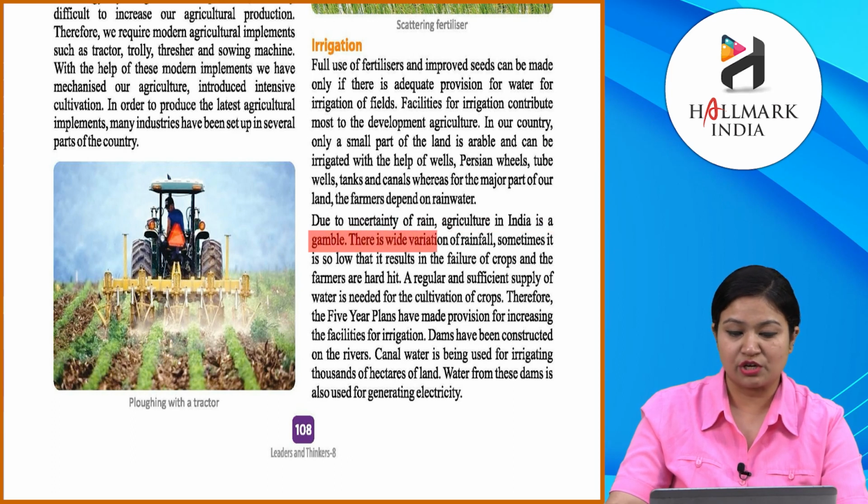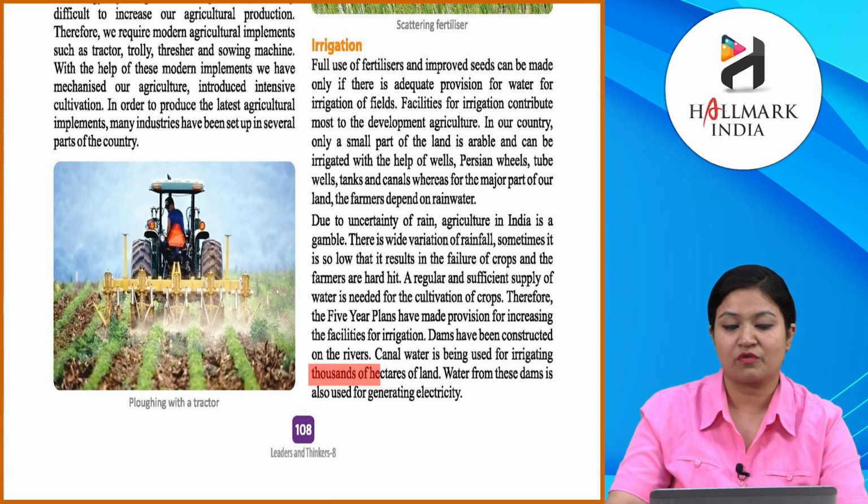There is wide variation of rainfall. Sometimes it is so low that it results in the failure of crop. The farmers are hard hit. A regular and sufficient supply of water is needed for the cultivation of crops. Therefore, the 5-year plans have made provision for increasing the facility for irrigation. Dams have been constructed on the rivers, and canal water is being used for irrigation of thousands of hectares of land. Water from these dams is also used for generating electricity.